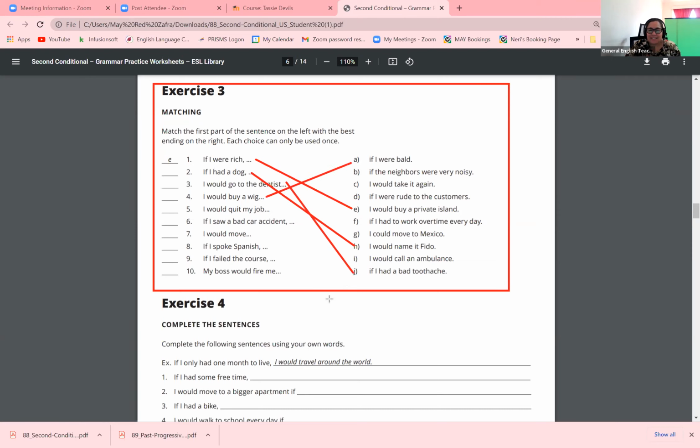Next, Benara. Sorry, teacher, I didn't do it. I would quit my job if I had to work overtime. Yes, every day. I would quit my job. Letter F. Next, Carol. If I saw a bad car accident, I would call an ambulance. I would call an ambulance. Next, Leo, number 7.